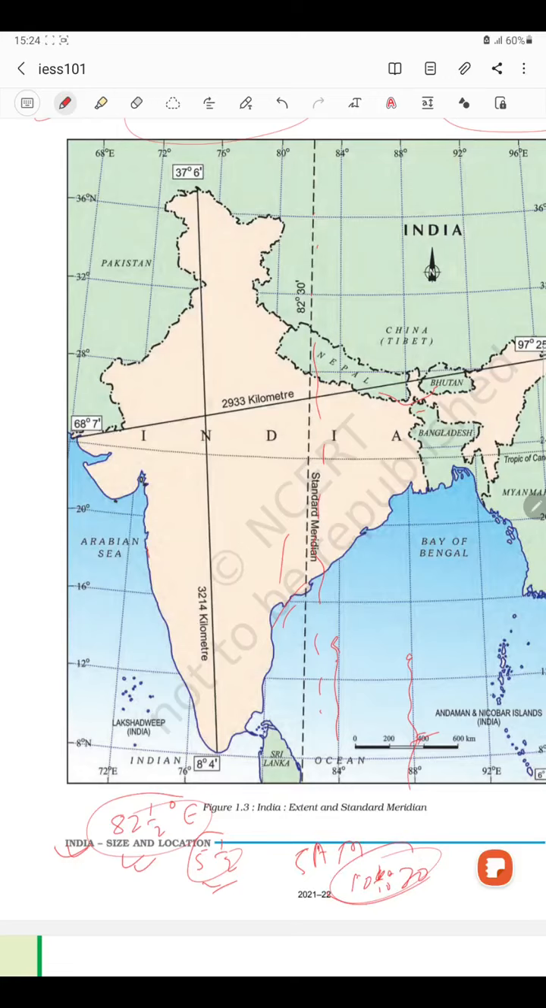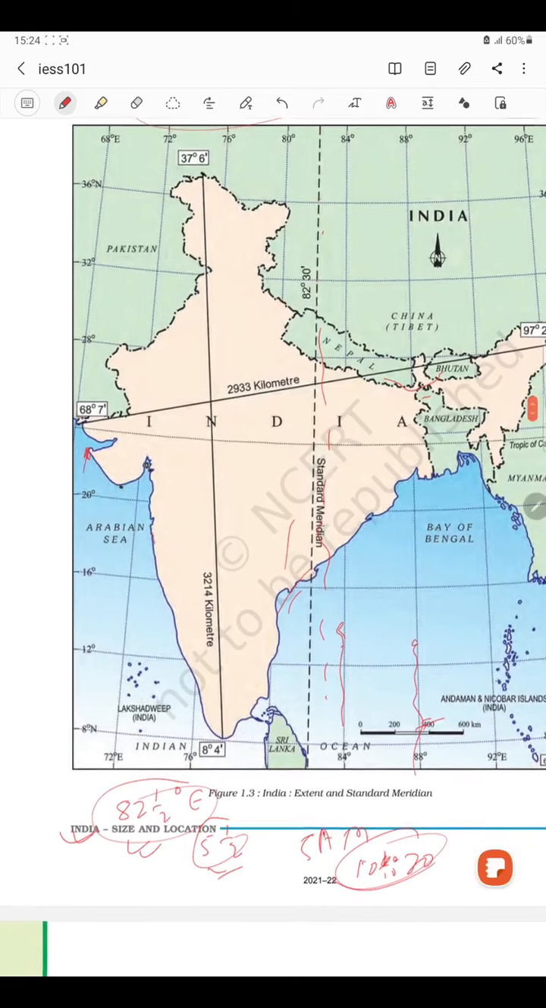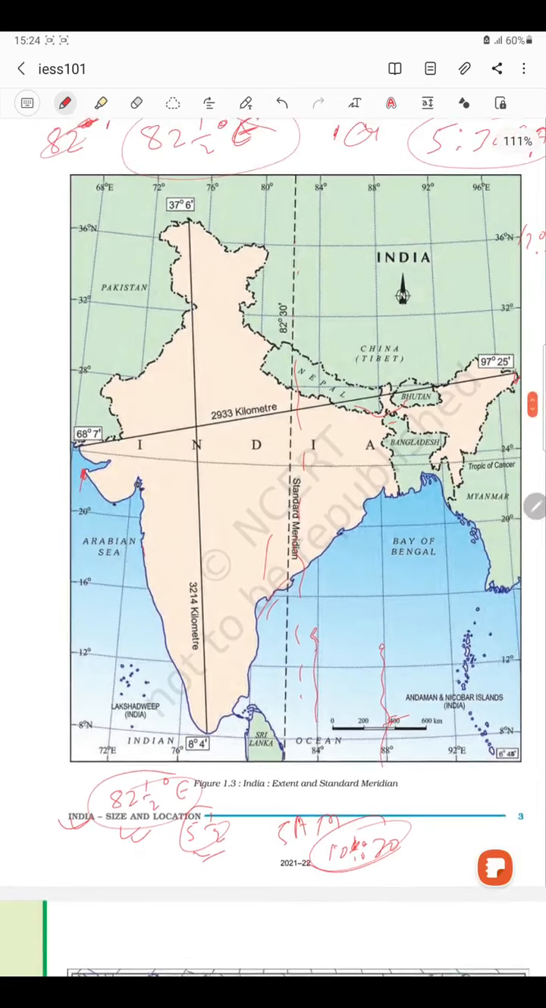Also, in India there is a time problem. Suppose Gujarat and Assam have around a 30 degree gap. That means how much time gap? 30 into 4, that means 120 minutes, which is 2 hours. So the timing gap from Gujarat to Assam is 2 hours. If in Gujarat it is 6 a.m., Assam is ahead of Gujarat, so in Assam it will be 8 a.m.